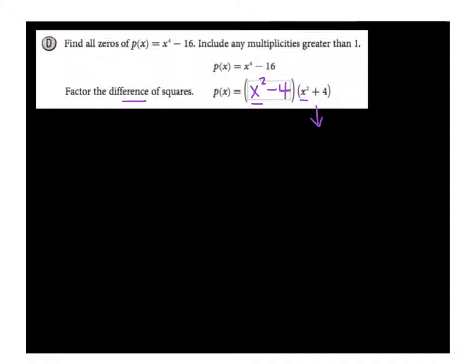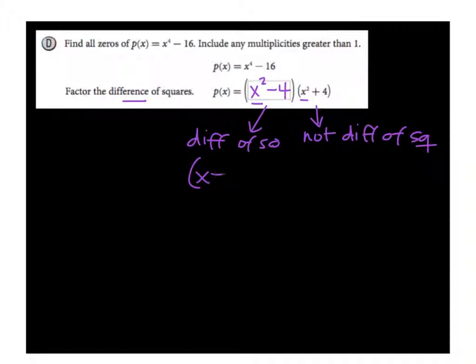If you recognize this right here is not difference of squares, so we're going to have to do something with that here in a minute. This one is still difference of squares, which means I can factor again. So if I factor this one again, I'm going to get x plus 2, x minus 2. The x squared plus 4 doesn't factor.